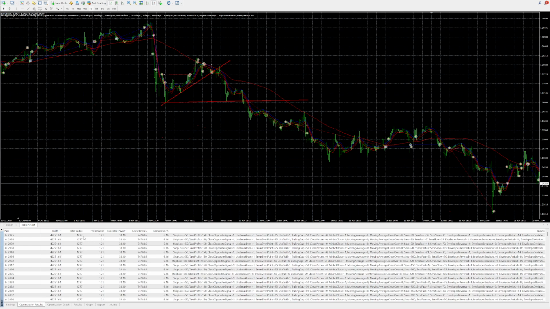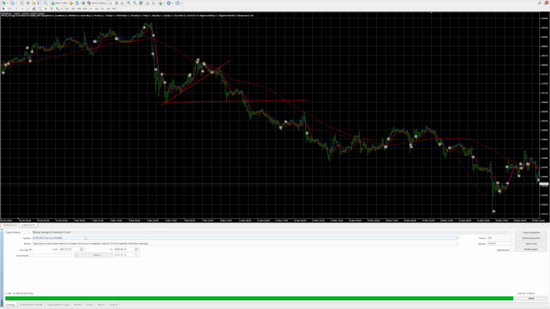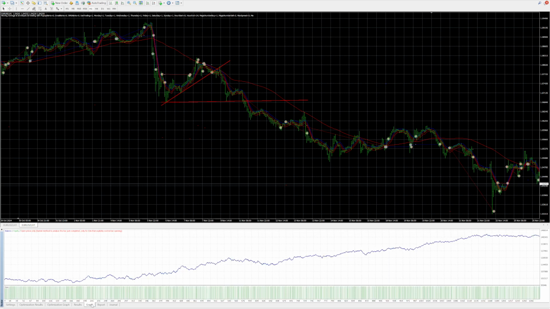So the 4-hour chart, not terrible. Let's just choose that top one there. Just run that as an individual test. It's not bad. It's actually quite good, but again, over optimized.